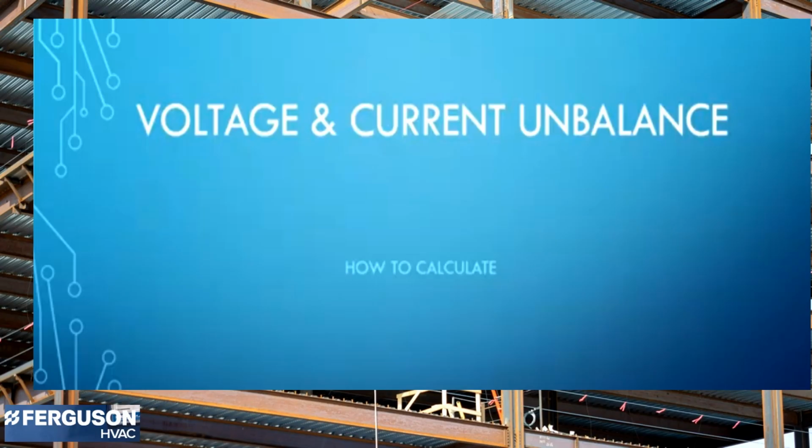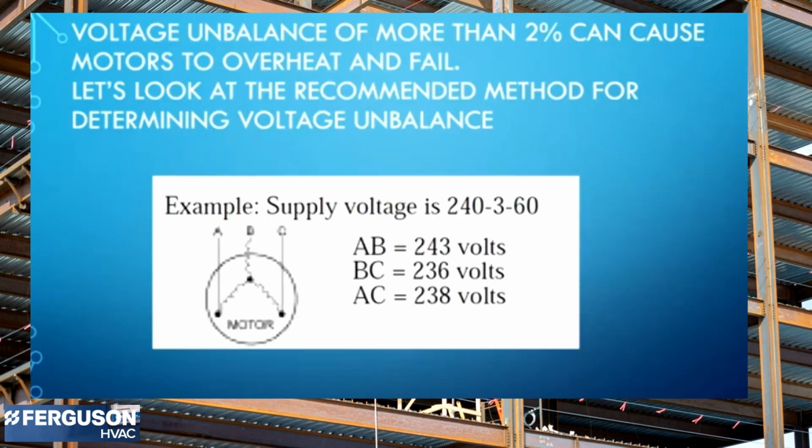In this video, we're going to discuss voltage and current unbalance and how to calculate it. This calculation is very important to ensure the long life of an electric motor. Voltage unbalance of more than 2% can cause motors to overheat and fail. Let's look at the recommended method for determining voltage unbalance.